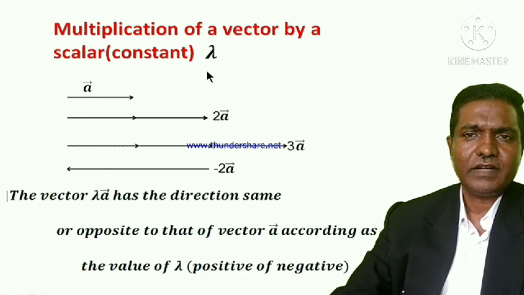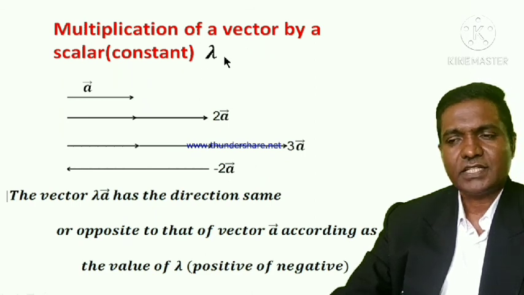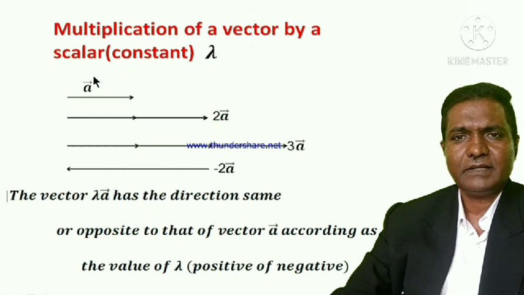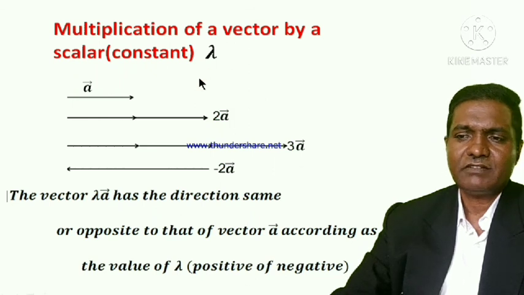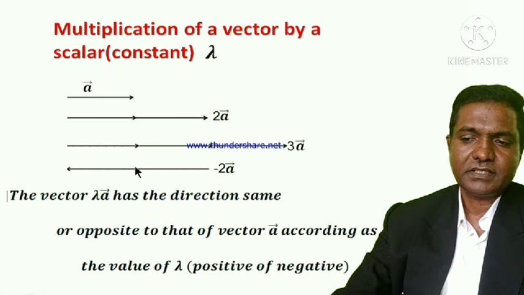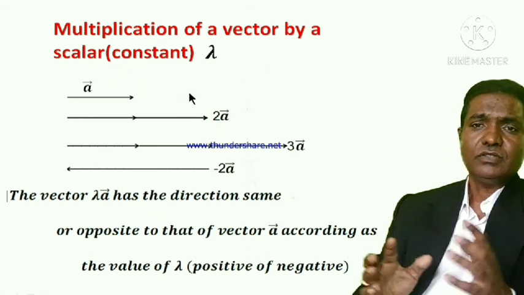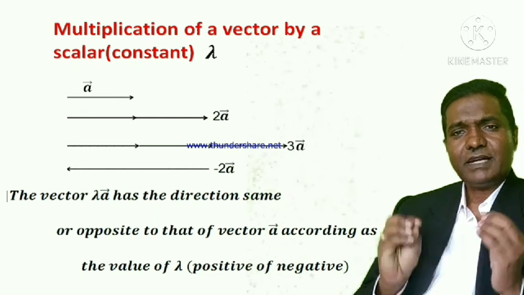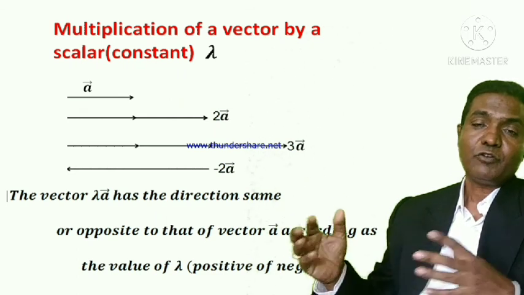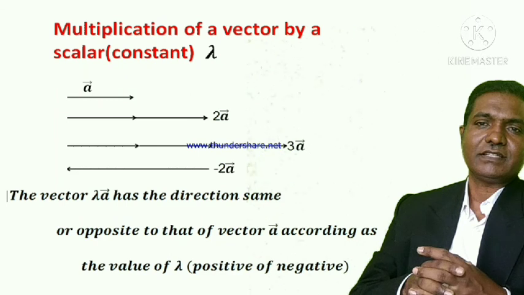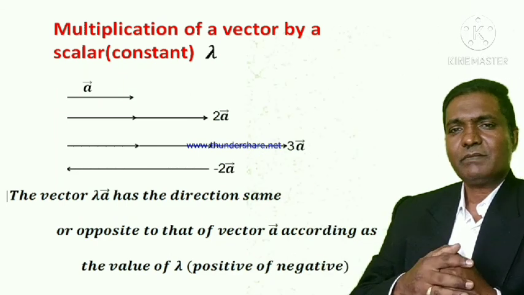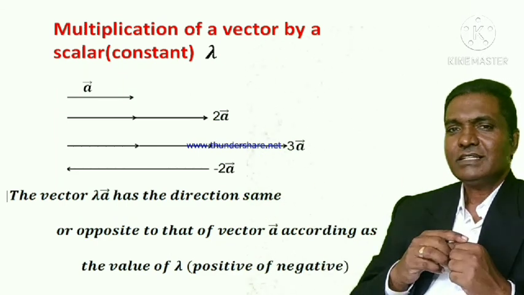It depends on the value of lambda. If it is positive, it is along the same direction as the given vector A. If lambda is negative, it is opposite to that of vector A. So in this way, you can learn how vectors can be multiplied by a scalar. Next we have to multiply vectors with vectors, so how to multiply them we will see in the next class.